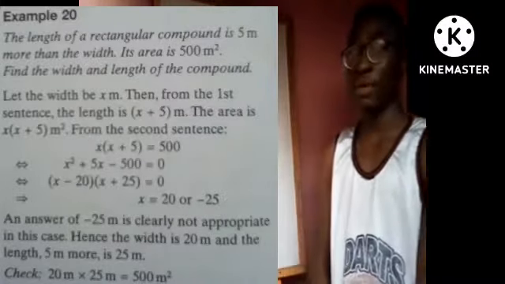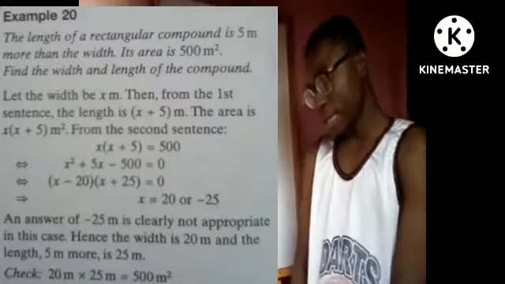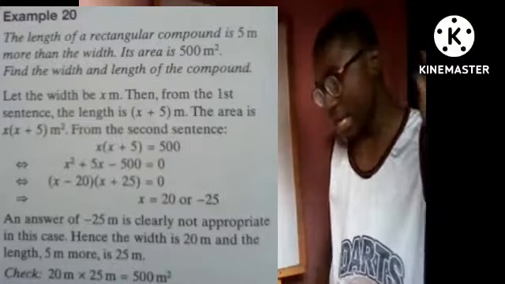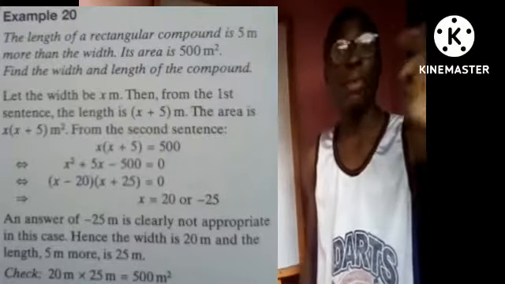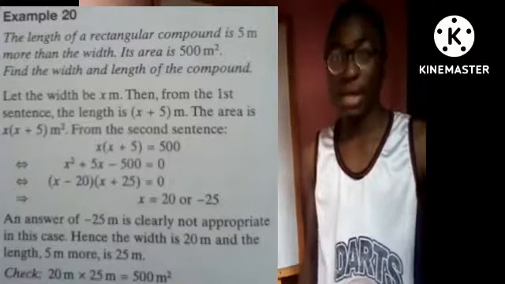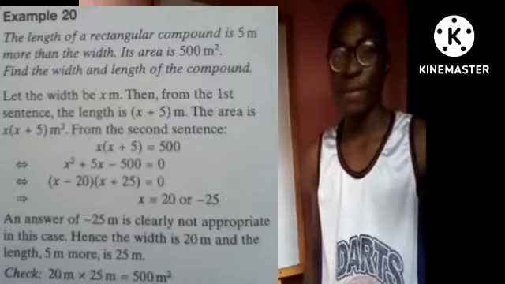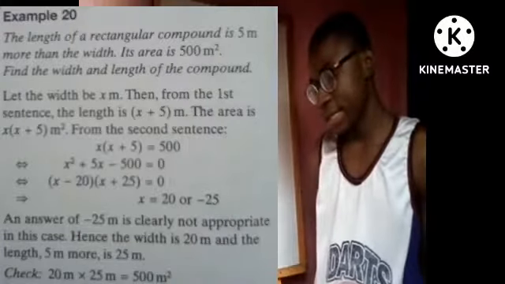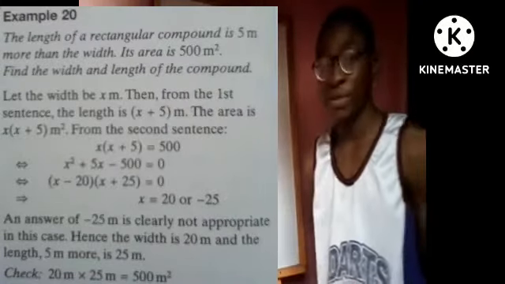X meters is a variable. Then from the first sentence, the length is x plus 5 meters, because the length of the compound is 5 meters more than the width. So when you add 5 meters to the width, you get the length. Then the area is x times (x plus 5) meters square.